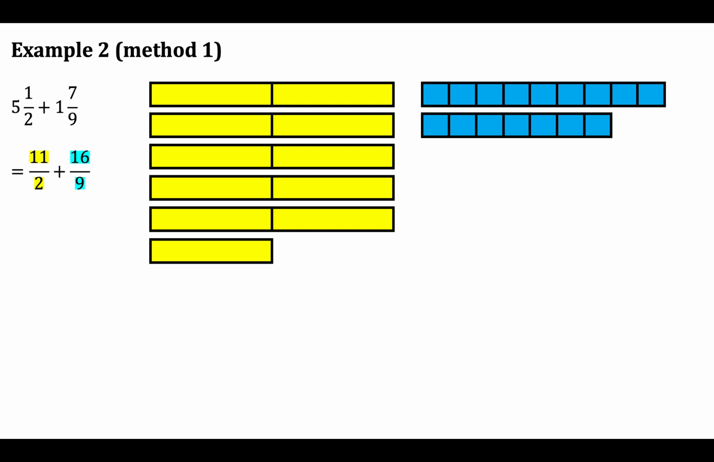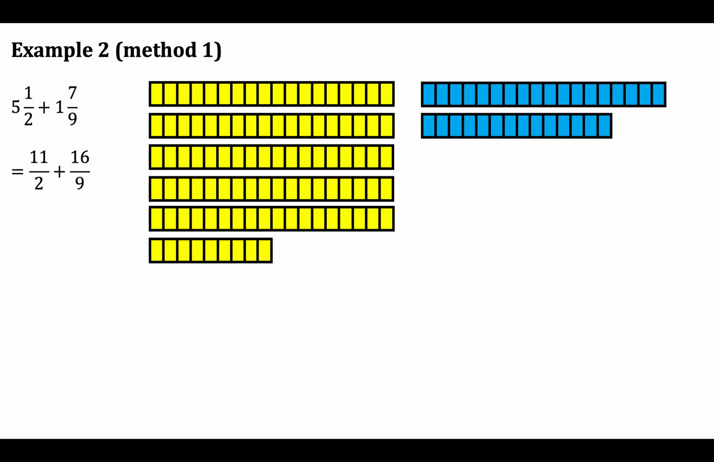Now we can't add those together yet because we still have different denominators. This time I'm going to have to change both fractions to get equivalent fractions to allow me to add these. So I can change both of the fractions into 18ths. The first fraction, 11/2, is the same as 99/18, and the second fraction, 16/9, is the same as 32/18. For the first one, I've multiplied both numerator and denominator by 9, and for this one, I've multiplied both numerator and denominator by 2.